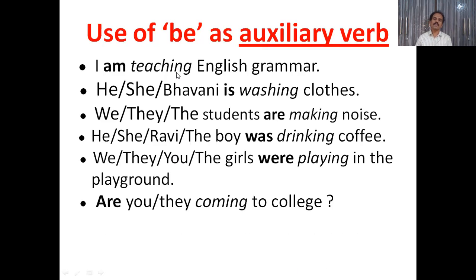Use of be as auxiliary verb or helping verb. Okay, helping verb. That means here we are using be forms as helping verbs or auxiliary verbs. That means there are other verbs in the sentence. That means there is a main verb in each sentence. Okay, let us see the examples. I am teaching English grammar. So am, be form, we know very well.